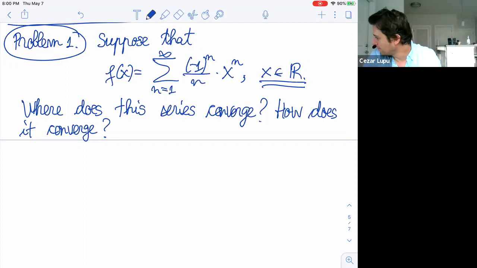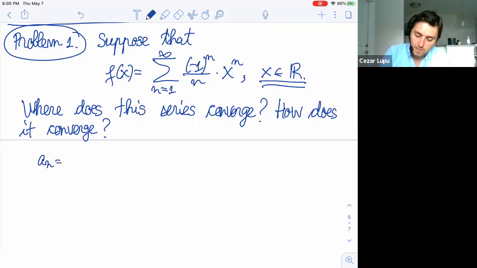Okay, time's up. Let's talk about it. So I want to see, how did you approach this? I'm very curious. So first of all, I want you to look inside the power series. We have this coefficient here, a_n is (-1)^n over n.